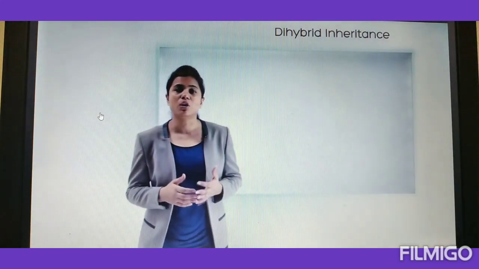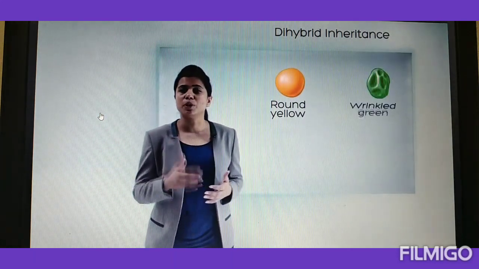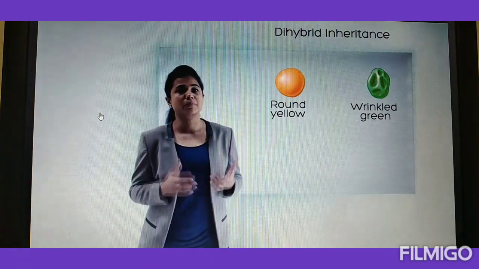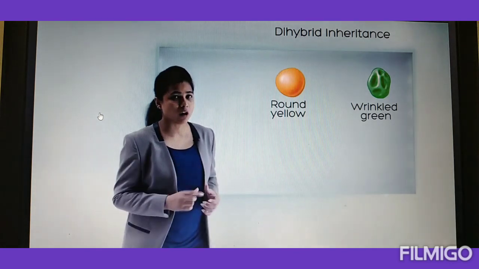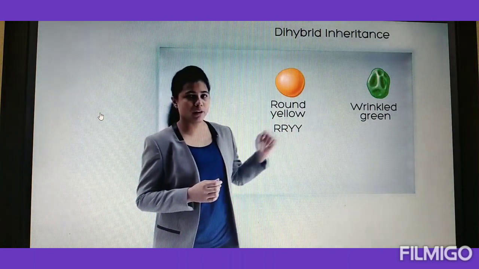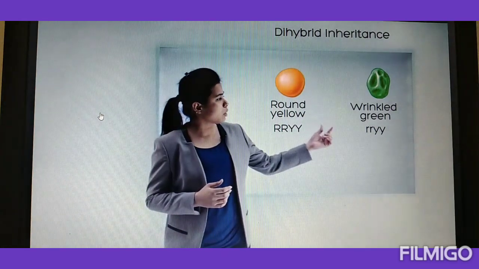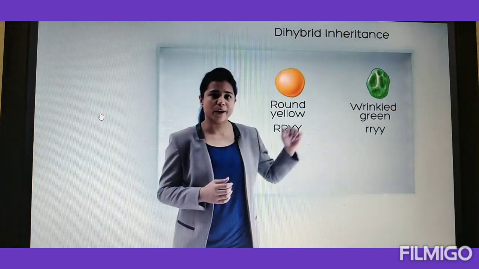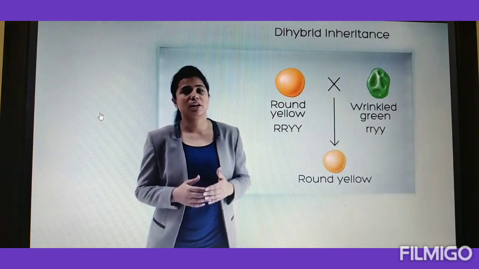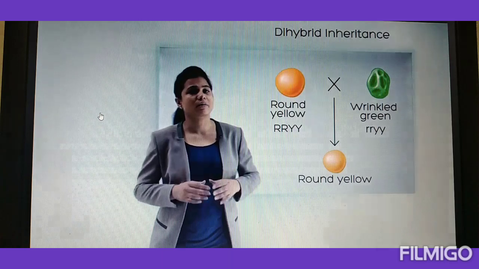Now for the dihybrid cross, Mendel took the purebred pea plant of round and yellow seeds and also a purebred pea plant of wrinkled green seeds. Again, we know that the purebred genotype has similar genes. So for the round and yellow, we have the genotype capital R and capital Y. Similarly, for the wrinkled green, the genotype will be small r and small y. When these two plants were crossed, Mendel observed that in the first generation, only round and yellow seeds were obtained and no wrinkled green seeds were obtained in F1 generation.